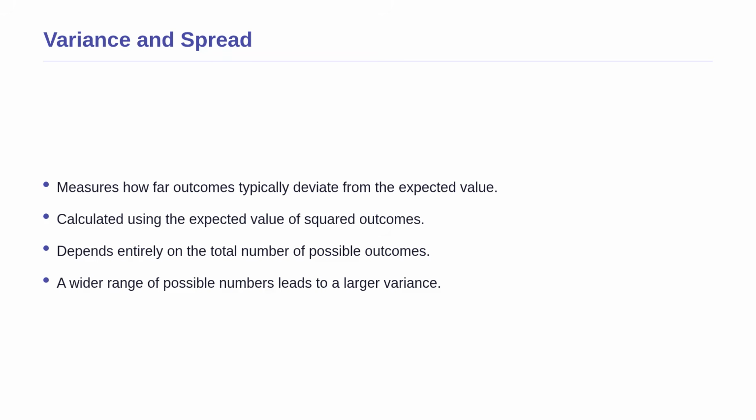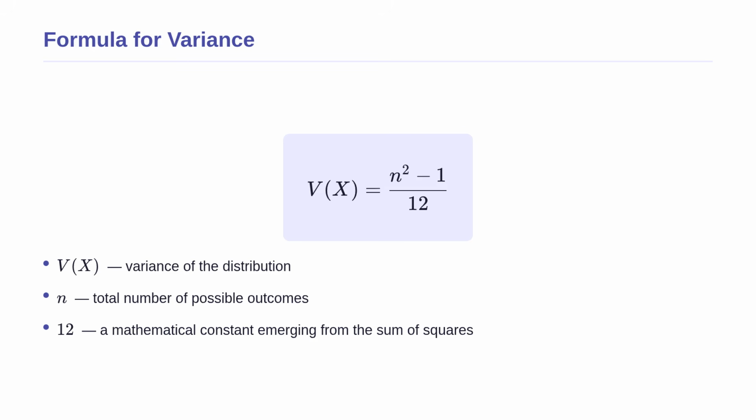Knowing the center is great, but we also need to measure how spread out our data is, which is called the variance. Variance matters because it tells us how far the actual outcomes typically deviate from the expected value we just discussed. To find it generally, we look at the expected value of the squared outcomes minus the square of the expected value. For a uniform distribution, this spread depends entirely on how many total outcomes exist in our range. A wider range of possible numbers naturally creates a much larger variance. Let us look at the specific formula for this variance.